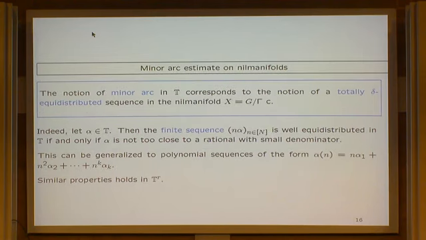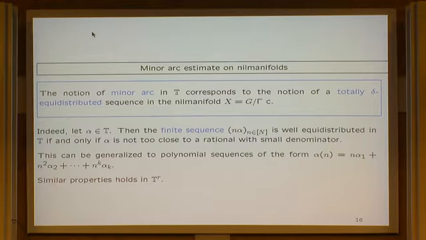So, then for the Fourier method, for the U2 norm, we use minor arc estimates. What is the analog of a minor arc estimate? Okay, then the notion is a notion of totally delta equidistributed sequence. I don't give the definition, but I make a parallel with the case of the torus.